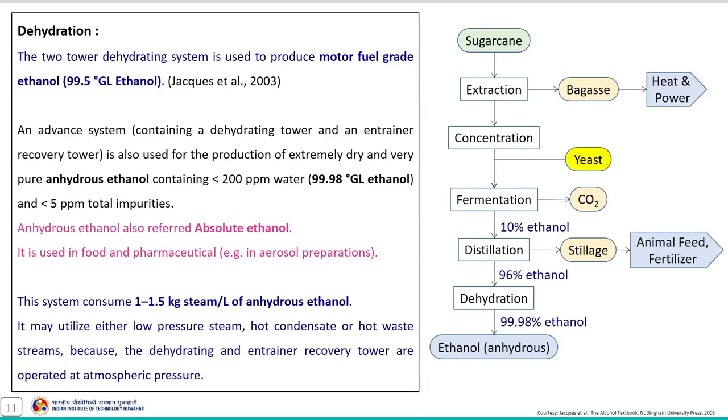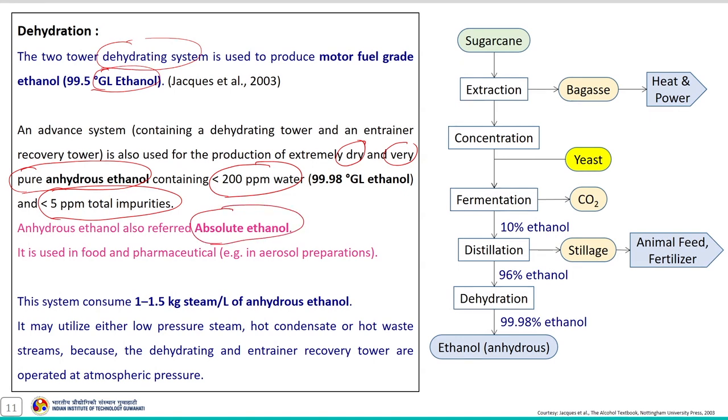Followed by distillation is the dehydration step, where a two tower dehydrating system is used to produce motor fuel grade ethanol, that is 99.5 degree GL ethanol. Here an advanced system is used for the production of extremely dry and very pure anhydrous ethanol containing less than 200 ppm water and less than 5 ppm total impurities. And this anhydrous ethanol is also referred to as absolute ethanol.